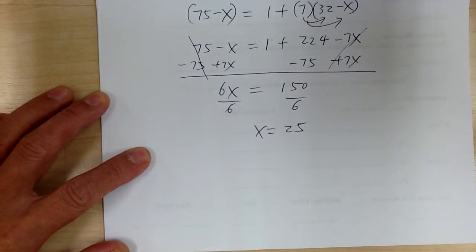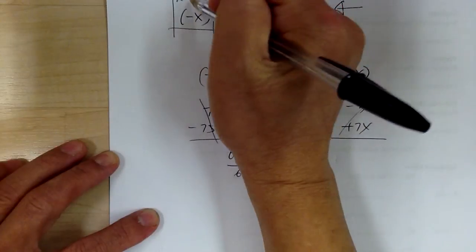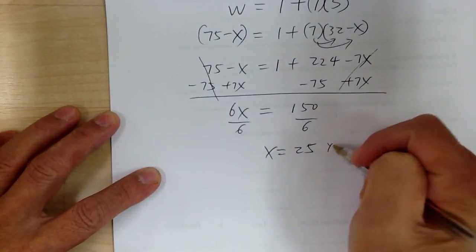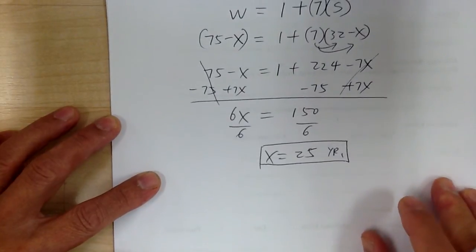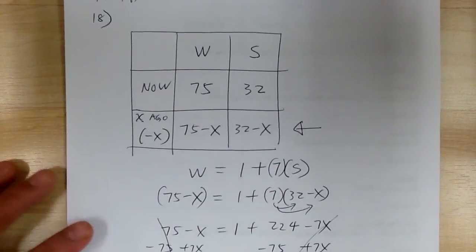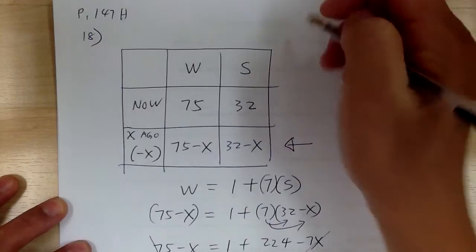And go back and read the question, see what they're asking you to do. It says how many years ago? So you're looking for x. So that's it. So it's 25 years ago. Okay, and that's your answer. Okay, so let's go and do some practice.